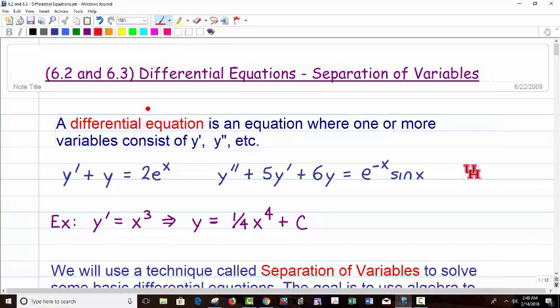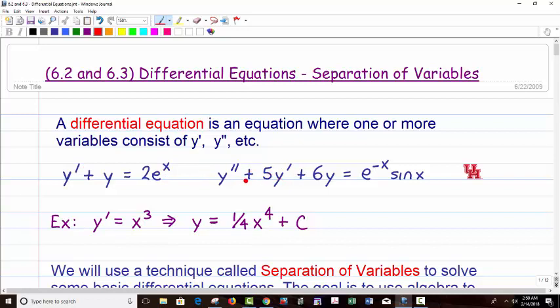Now, a differential equation is an equation where one or more variables consist of either a y prime, first derivative, or y double prime, second derivative. I guess they could be more involved than that if possible. But you're trying to find the solution for y. Now, these first two examples in this top row are not problems we're solving in this particular class. Separation of variables is only one technique for differential equations. There are many more. So we won't be solving either one of these top two here, but I'd like to take a look at the one on the right.